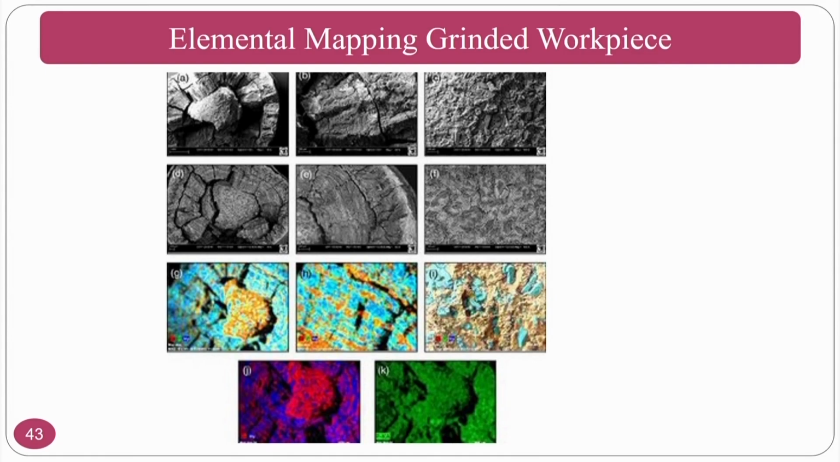map the elements. How can you map? This is the air surface, and you can go for elemental mapping, and the elemental mapping will give you different colors. One color represents one element. Assume that red represents some element, blue represents some element, green represents some element, orange represents some element, and sky blue represents some other element.